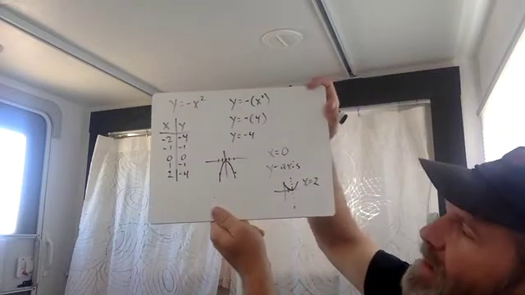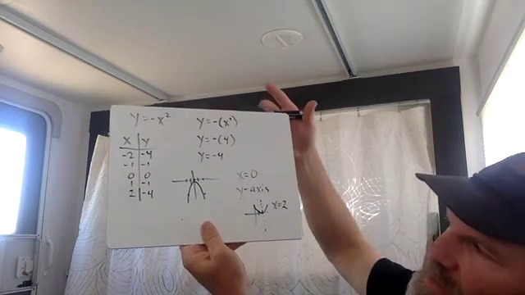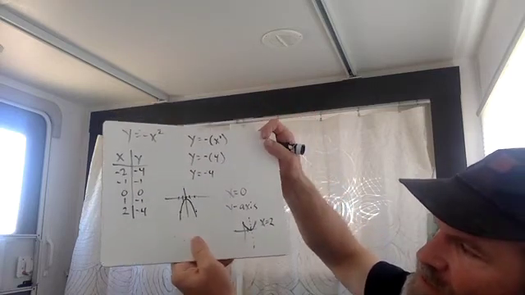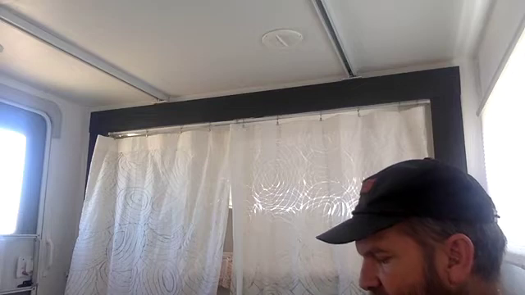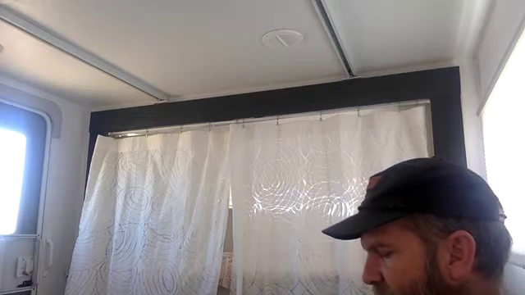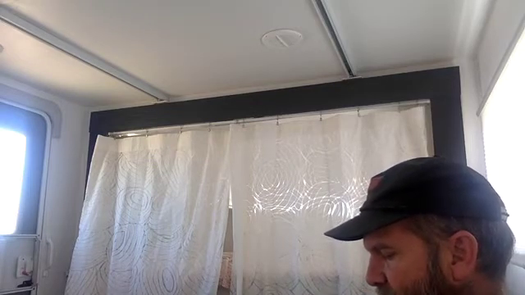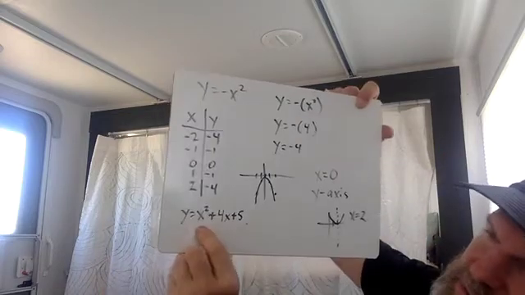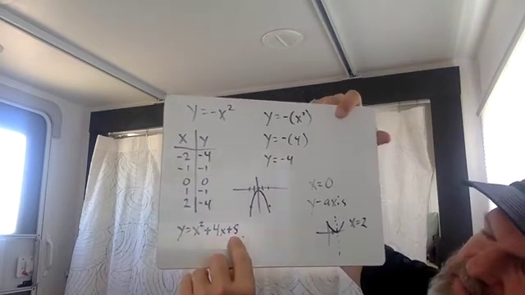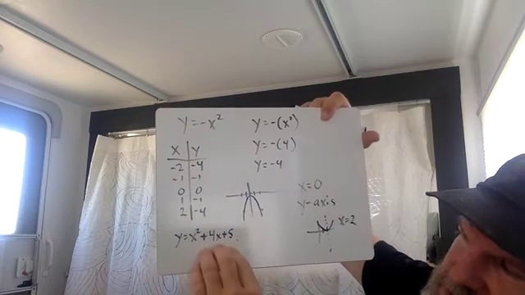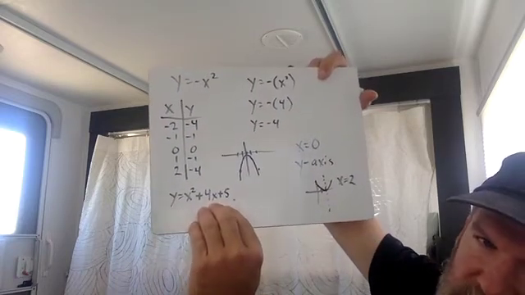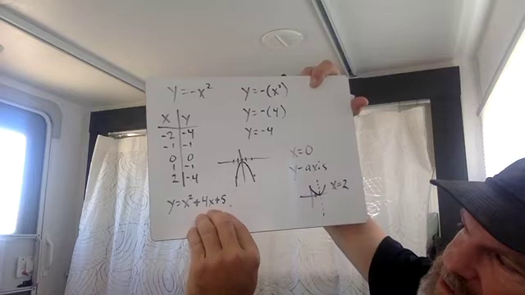All right, well, how are you going to find this if they don't give you the graph, if they just give you the equation? So say they give you an equation that looks like this: y equals x squared plus 4x plus 5. Say that's your equation. Y equals x squared plus 4x plus 5. It's hard to tell just by looking at it what that graph looks like. So how are you going to be able to tell what the axis of symmetry is?